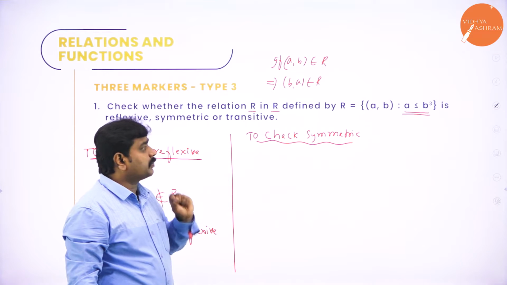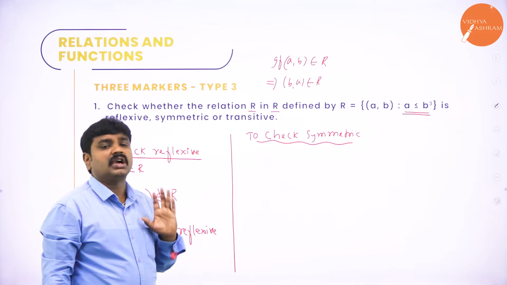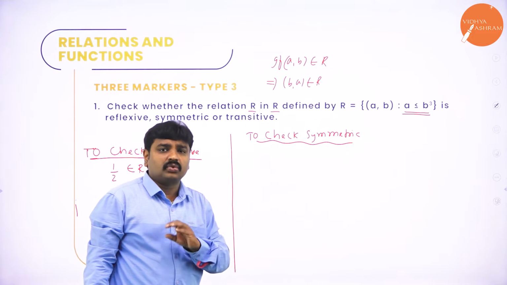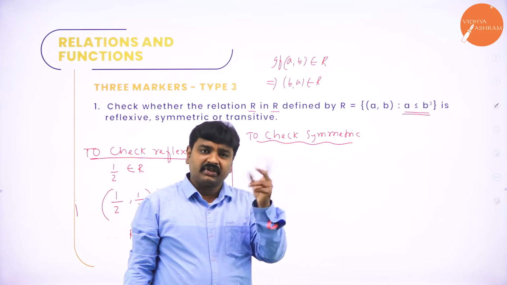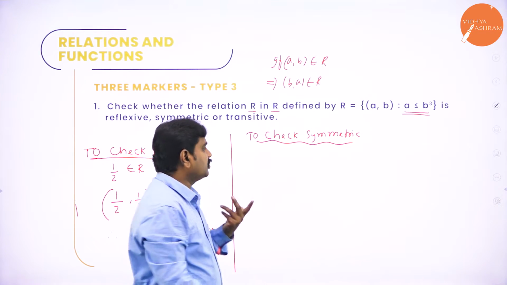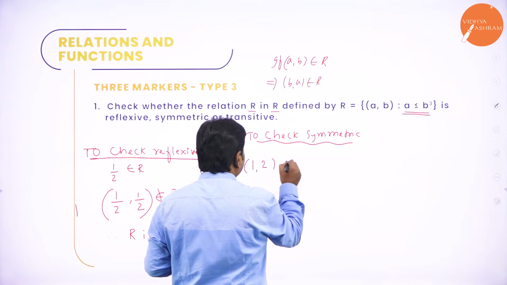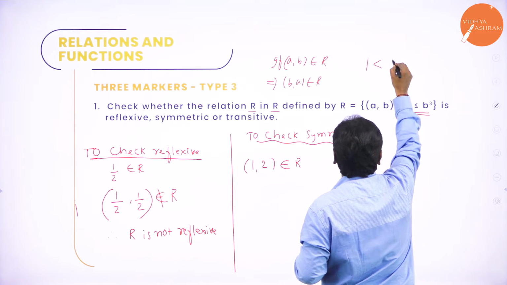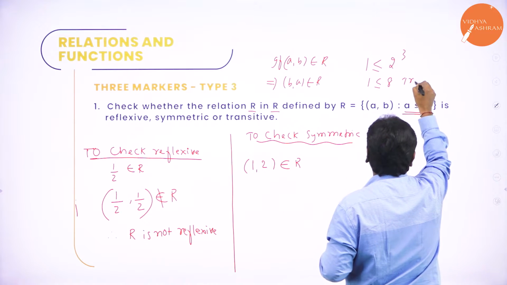So now I'll take an ordered pair which obeys (a, b), but (b, a) should not be present. Think and give any example. So now, (1, 2) belongs to R because 1 is less than 2 cube. Take a simple example. Can I say (1, 2) belongs to R? Why? Because 1 is less than or equal to 2 cube. It is true. 1 less than or equal to 8 is true.